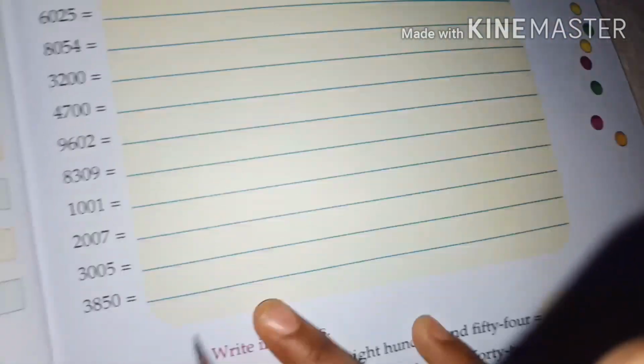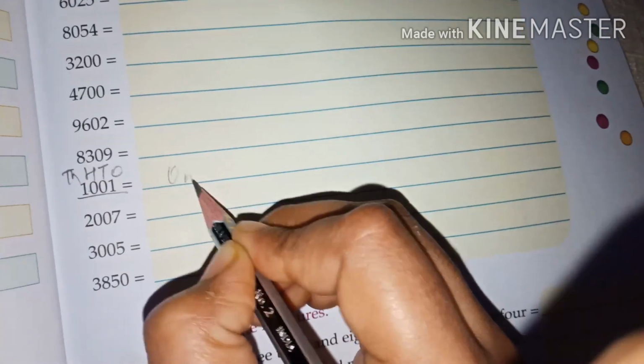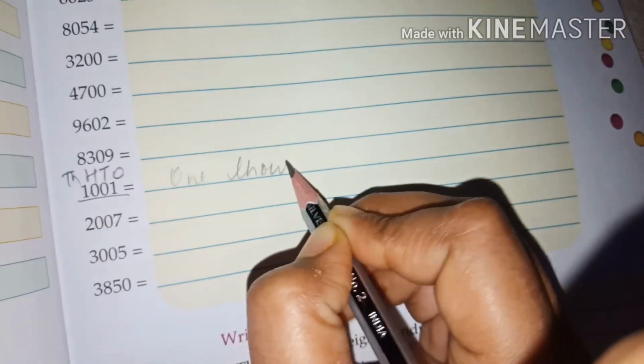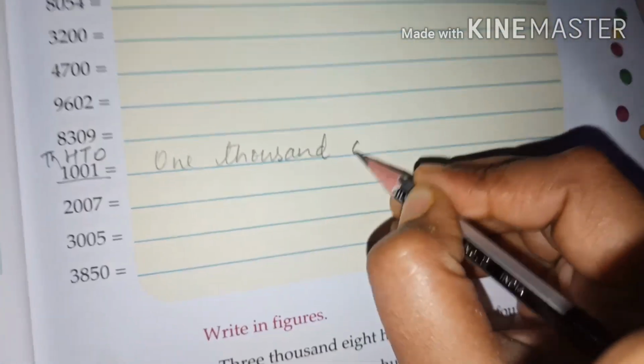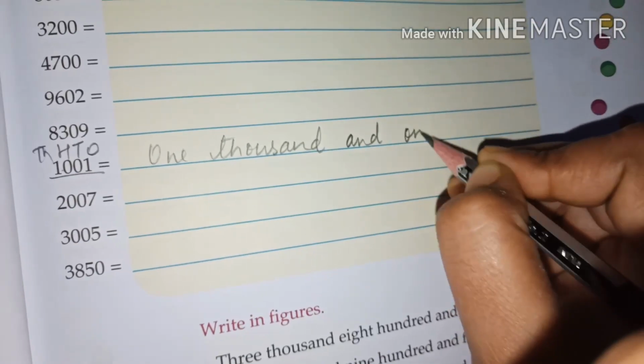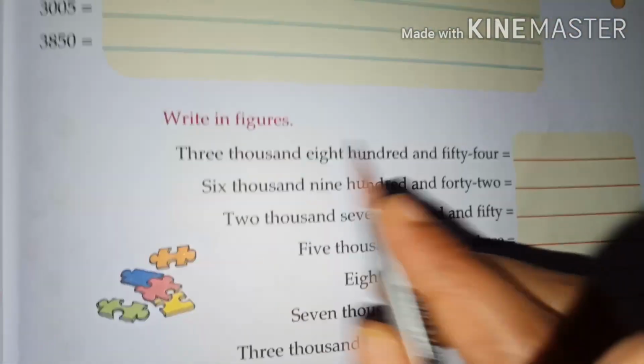Okay. If you have a question like this, how will you write it? Ones, tens, hundreds, thousands. So it is 1000 and no numbers after it, so we'll write 1001.